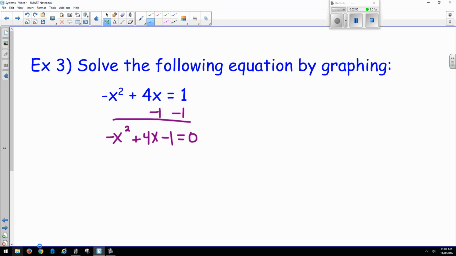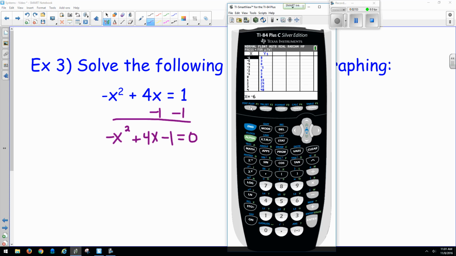I am going to go ahead and look at this graph in the calculator. So go to y equals, and I'm just going to type this in: negative x squared plus 4x minus 1. So here's what our graph looks like, and if you look closely, it does not go through an integer. If we looked at the table of values, which you can do in your calculator, you will not find an ordered pair where the y value is 0. So I'm going to go about finding this a different way.